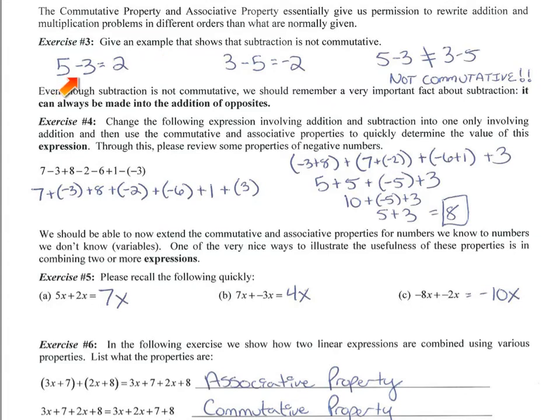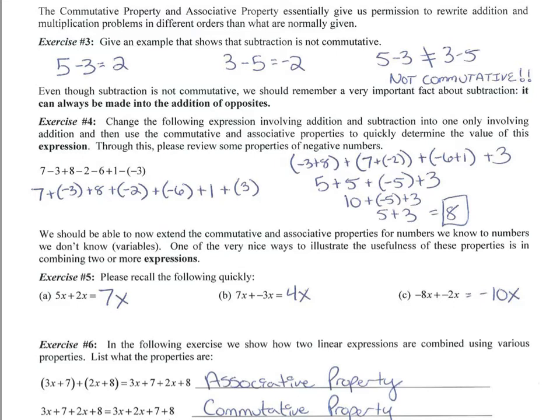If I take 5 minus 3, I get 2. But if I do 3 minus 5, I get negative 2. So since I did not get the same result, there's no way it's commutative. So it's not commutative. So I need you to be aware, though, even though subtraction is not commutative, we could rewrite the subtraction to make it as an addition of opposites, and then we can make it commutative.